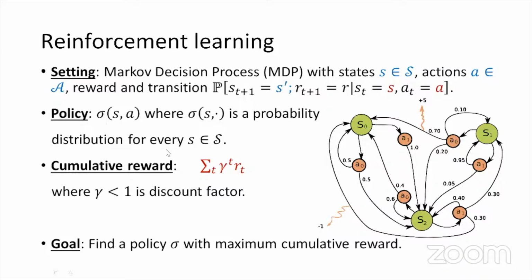And what we would like to do given such a Markov decision process is to maximize the cumulative reward, which is given by the summation over t of gamma to the t times r_t, where r_t is the reward observed at time step t, and gamma is a given discount factor.